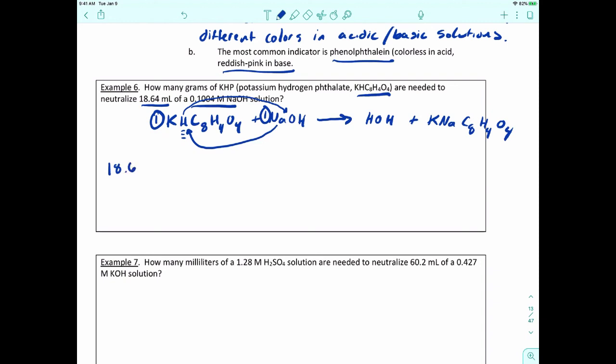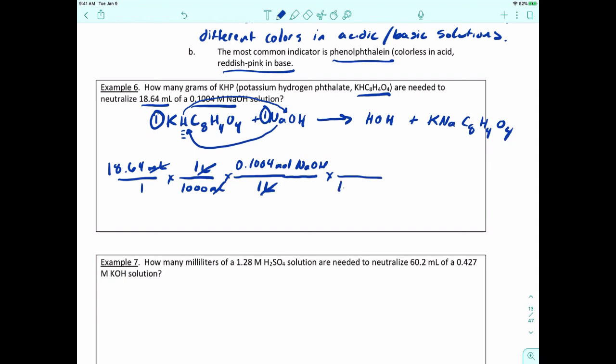So I'm going to write 18.64 milliliters. Before we get to the molarity, I have to convert milliliters to liters. We know there are 1,000 milliliters in 1 liter, so milliliters cancel out and now we're in liters. If I multiply this by the molarity, 0.1004 moles of NaOH over 1 liter, the liters cancel out, and now we have moles. We can use the chemical equation to convert from moles of NaOH to moles of potassium hydrogen phthalate. For every 1 mole of NaOH, there's 1 mole of KHP, so the moles of NaOH cancel out.